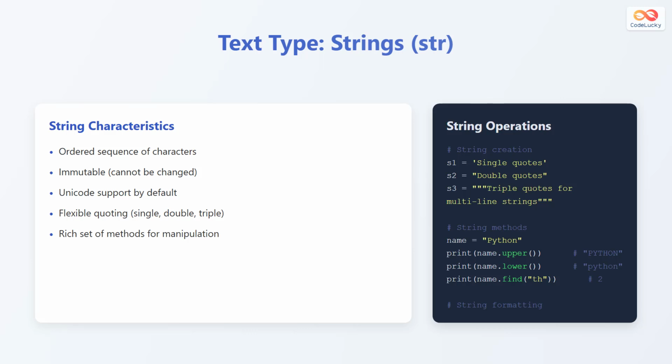For example, S1 is assigned the string single quotes, S2 is assigned the string double quotes, and S3 is assigned a multi-line string using triple quotes. With the string name Python, we can use the upper method to convert it to uppercase, the lower method to convert it to lowercase, and the find method to find the index of a substring. String formatting is a powerful feature that allows you to embed variables directly into strings. In this case, the variable age, which is set to 30, is embedded into the message using an f-string.